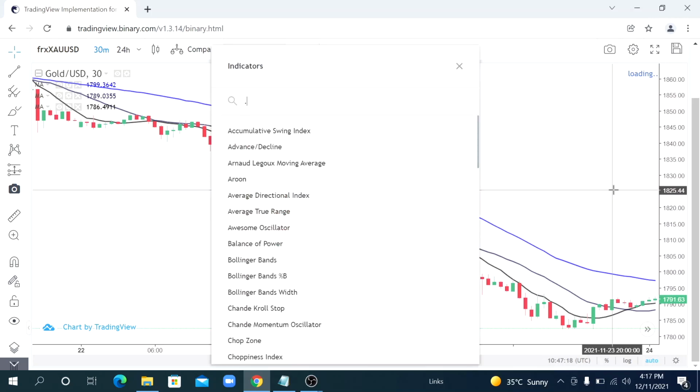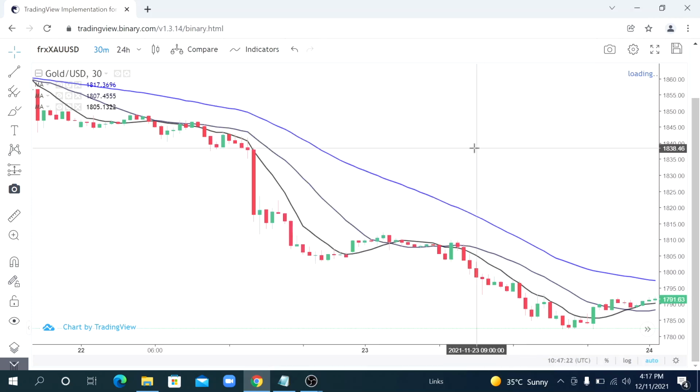Okay, so you may be like, what is the best moving average to use? Is it the 20? Is it the 10? Is it the 15? Is it the 200? Is it the 350? What is the best? The truth is that there's no such thing as a best moving average. There's no such thing as a best moving average.